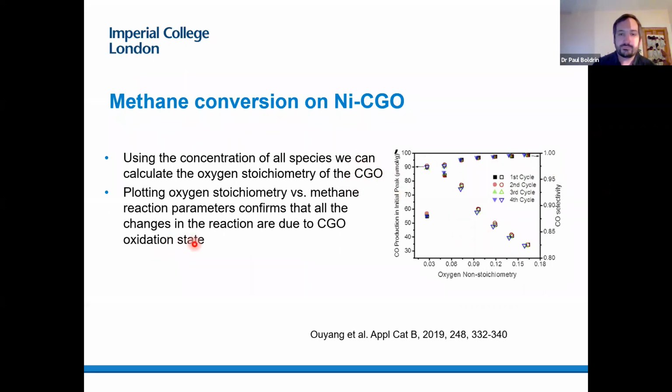And we can show that what's going on with the reaction is highly dependent on the oxidation state of the CGO, which has important implications if you actually want to run these fuel cells on carbonaceous fuel. You need to be careful how reduced this is, because if it's too reduced, then the reactions will be very slow and you'll end up poisoning your fuel cell with carbon.